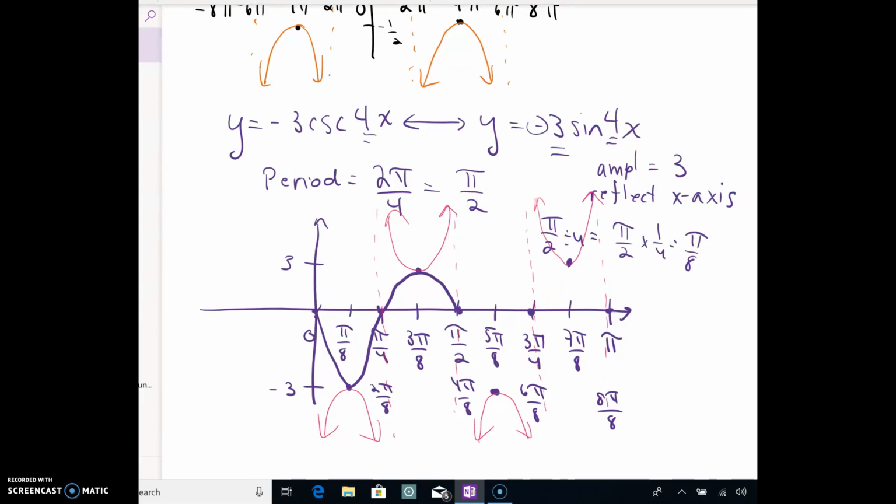Let's just erase this old guy here. And this is what 1 complete period of this function looks like. So we have, this is also a vertical asymptote, so there's another 0. We have vertical asymptotes at 0, pi over 4, pi over 2, 3 pi over 4, and pi. Zeros all become vertical asymptotes, peaks become valleys, and valleys become peaks.